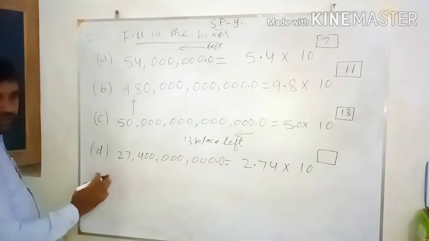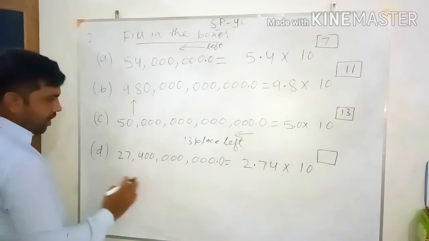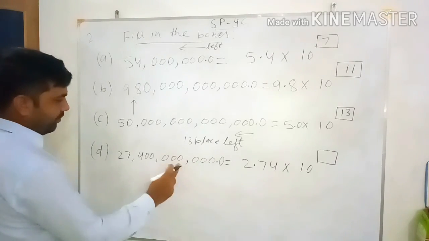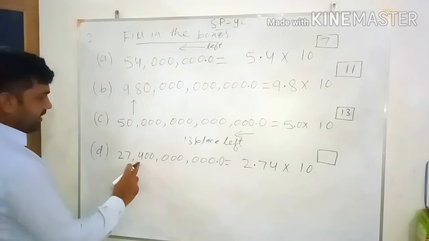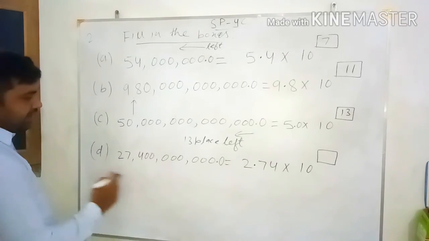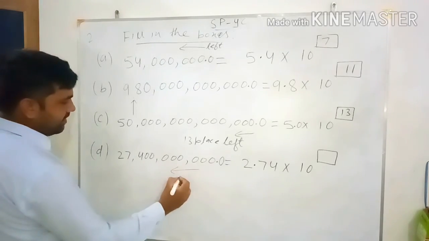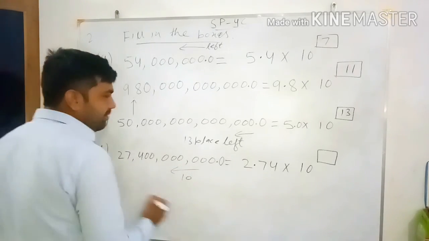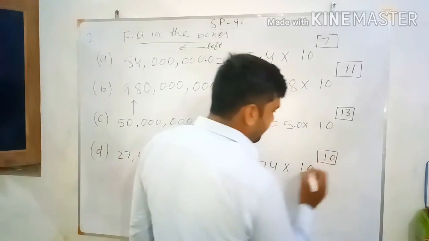Now shift the decimal left. How many places? 1, 2, 3, 4, 5, 6, 7, 8, 9, 10. So 10 places left I have to shift the decimal. We are shifting the decimal 10 places left. So put here power 10.